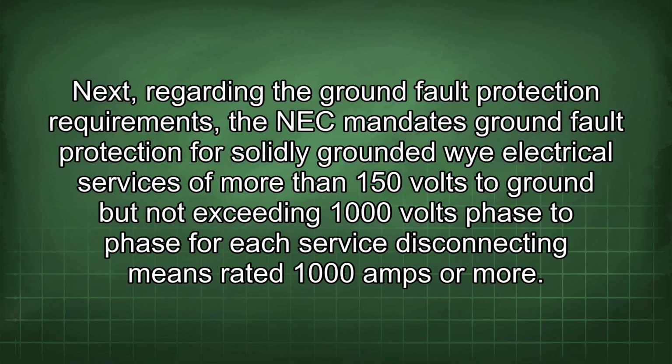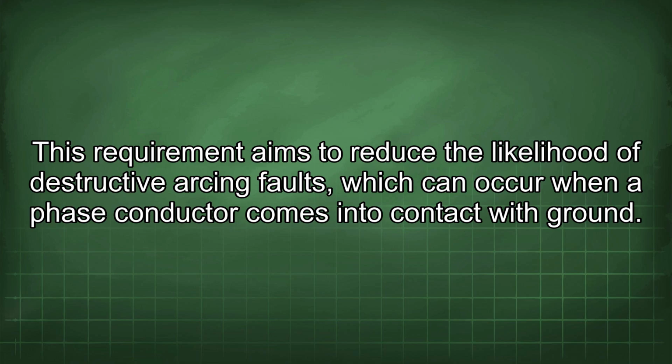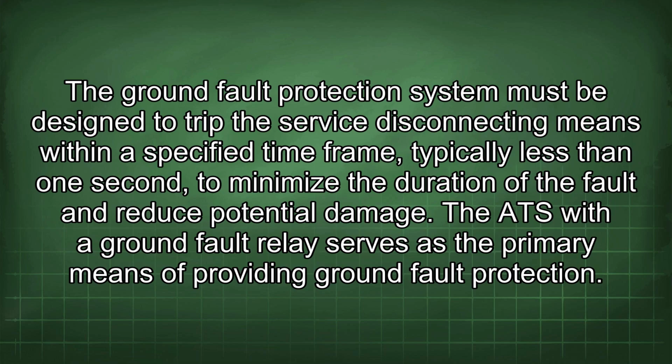Next, regarding the ground fault protection requirements, the NEC mandates ground fault protection for solidly grounded wye electrical services of more than 150 volts to ground, but not exceeding 1000 volts phase to phase, for each service disconnecting means rated 1000 amps or more. This requirement aims to reduce the likelihood of destructive arcing faults, which can occur when a phase conductor comes into contact with ground. The ground fault protection system must be designed to trip the service disconnecting means within a specified time frame, typically less than 1 second, to minimize the duration of the fault and reduce potential damage.